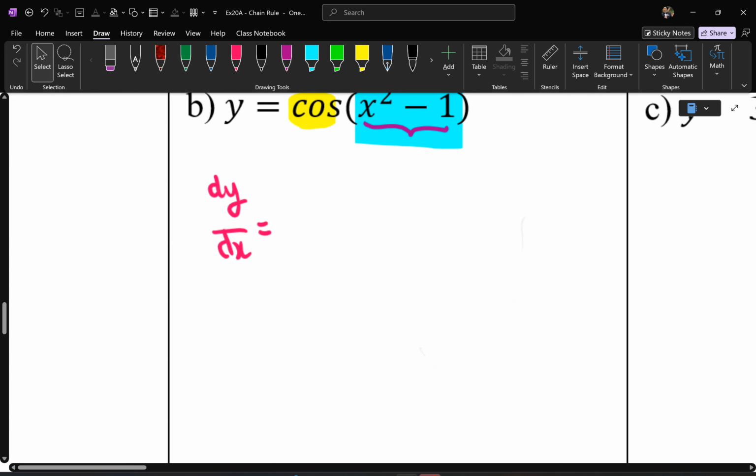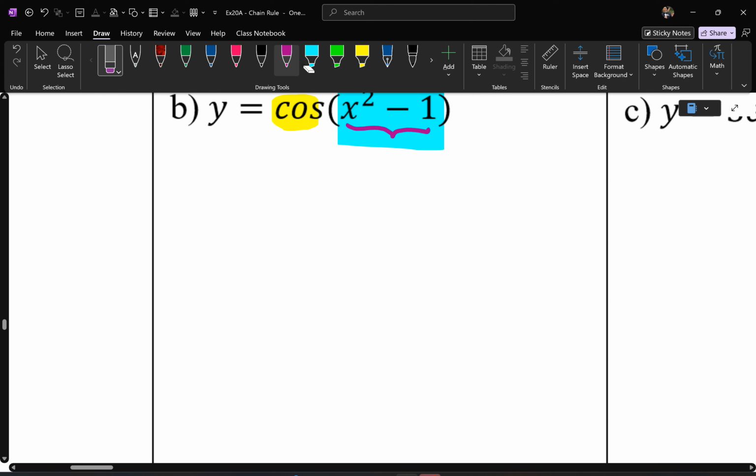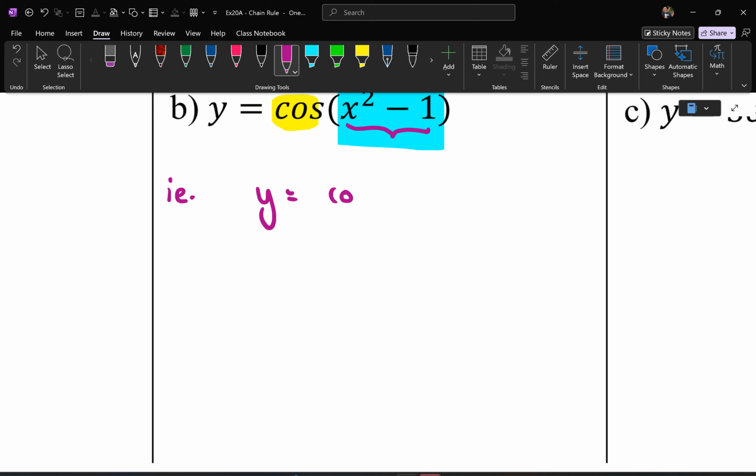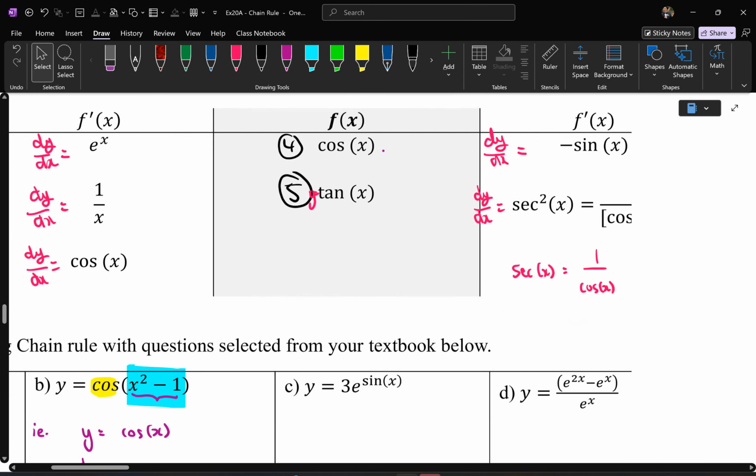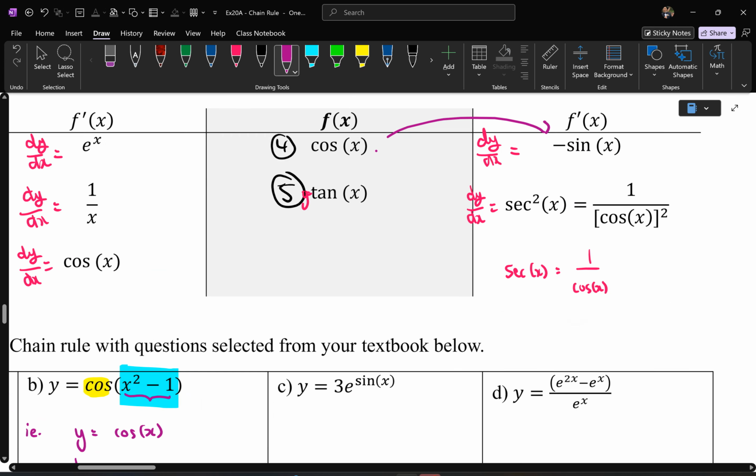So what do we know? Had I been given y equals cos of x, this is the rule I want. What is the derivative if it was cos of x? Based on the rule I gave to you, what would it equal? Look at the table. I've given it to you already. Negative sine x. Just on the table, very first page. So cos of x, it says here, derivative, negative sine x.